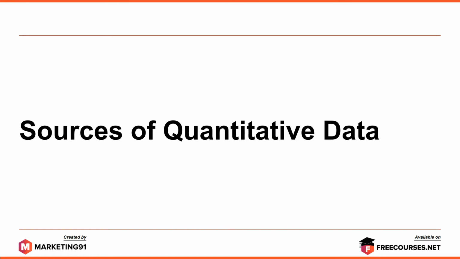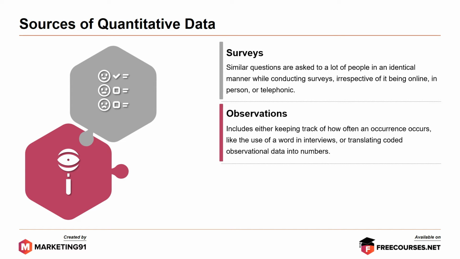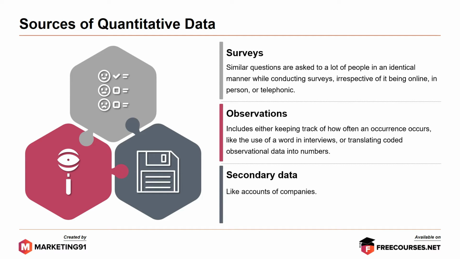Next, sources of quantitative data. There are 3 major sources. First, surveys. Similar questions are asked to a lot of people in an identical manner while conducting surveys, irrespective of it being online, in person, or telephonic. Observations includes either keeping track of how often an occurrence occurs, like the use of word in interviews, or translating coded observational data into numbers. And finally, secondary data like accounts of companies.